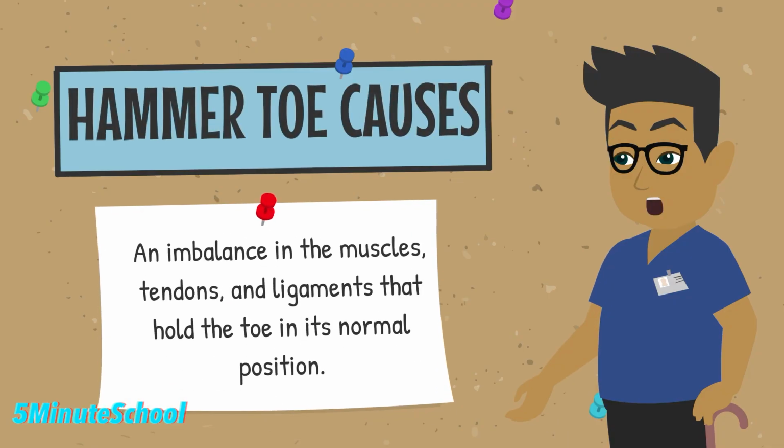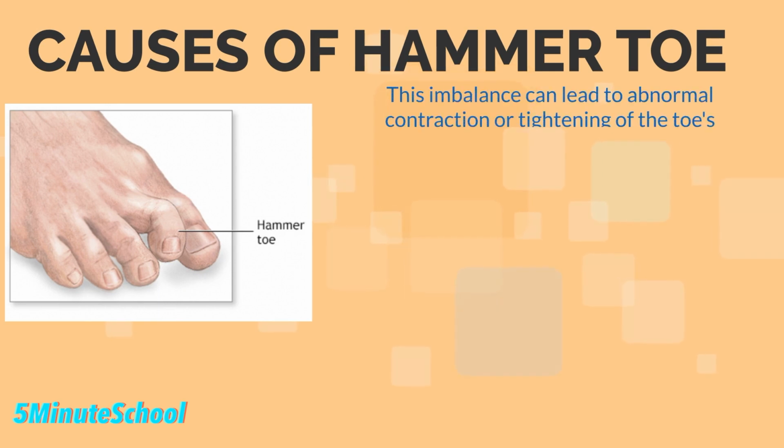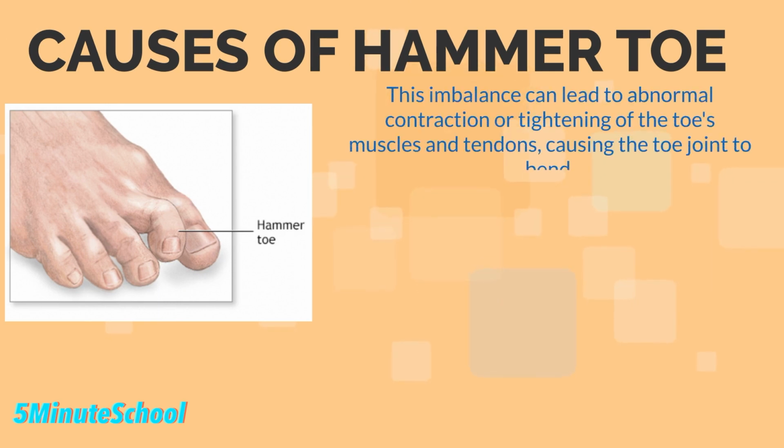So the cause of hammer toe: often it's caused by an imbalance in the muscles, tendons and ligaments that hold the toe in its normal position. This imbalance can lead to abnormal contraction or tightening of the toe's muscles and tendons, causing the toe joint to bend. Several factors contribute to the development of hammer toe.